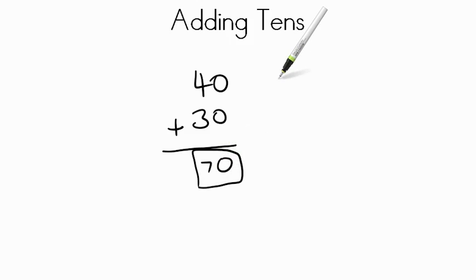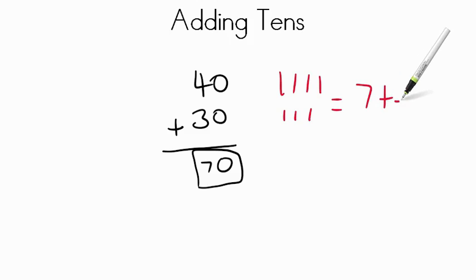What this really means is if we drew it by 10 sticks, 1, 2, 3, 4 10s, plus 1, 2, 3 10s. If we count those all up, that's the same as 7 10s, and 7 10s is the same as 70. Let's go try another.